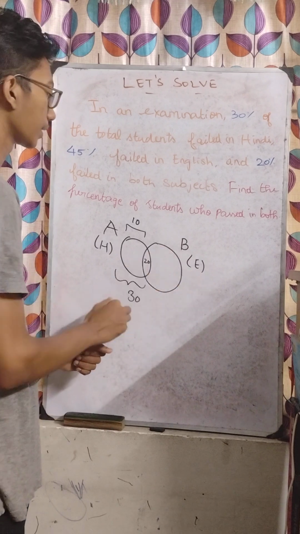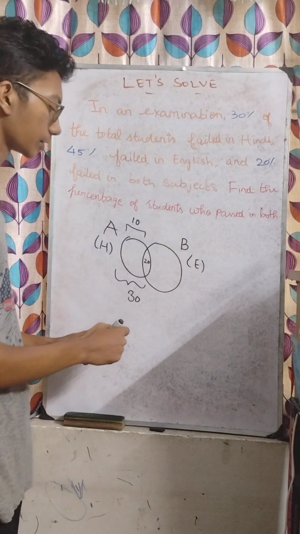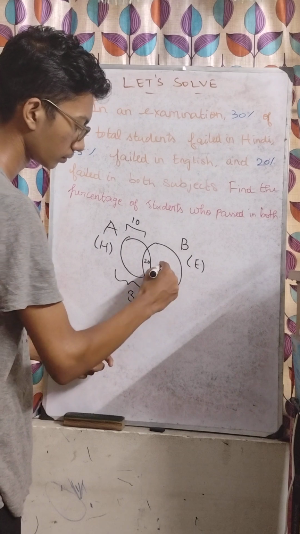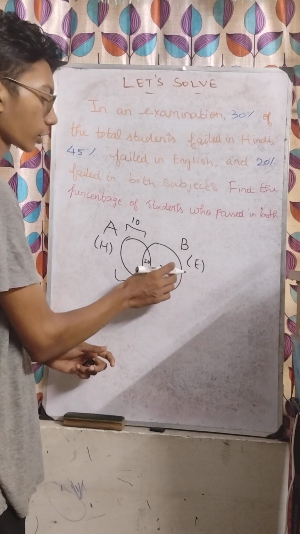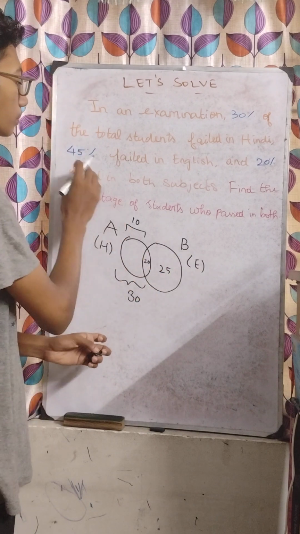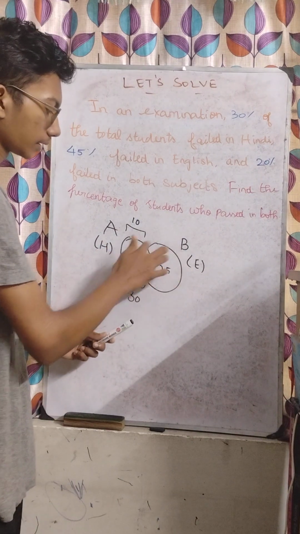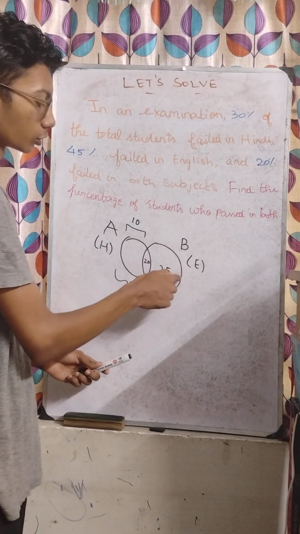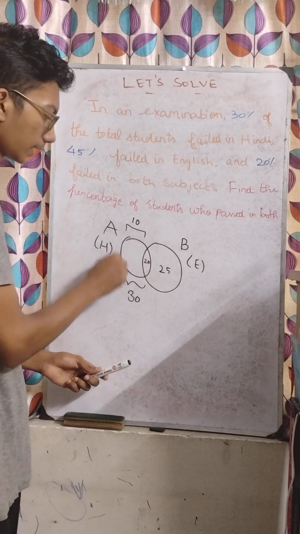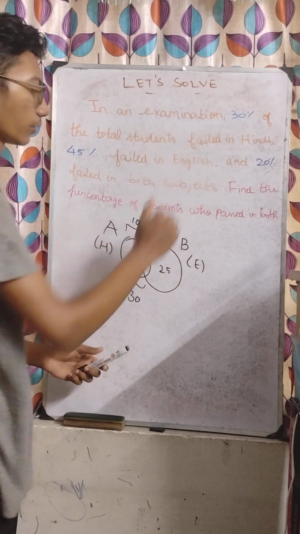In the same way we have English. 45 students failed in English, so we have 25 here. 25 students failed in English alone, because 45 minus 20 gives 25. If we add these, we'll have 45. So we have English 45 and Hindi 30, and that's what is given here.